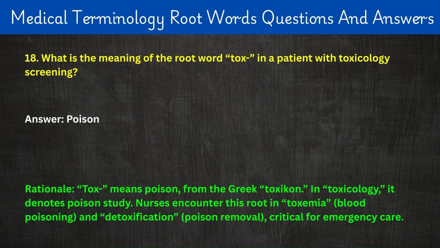18. What is the meaning of the root word tox- in a patient with toxicology screening? Answer: poison. Rationale: Tox- means poison, from the Greek toxicon. In toxicology, it denotes poison study. Nurses encounter this root in toxemia, blood poisoning, and detoxification, poison removal, critical for emergency care.